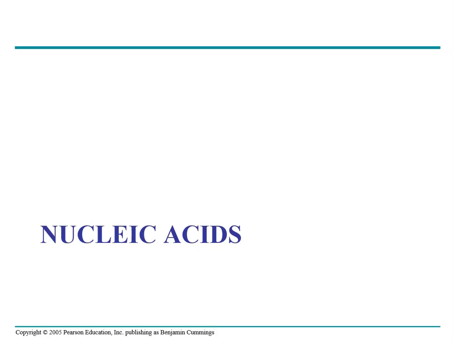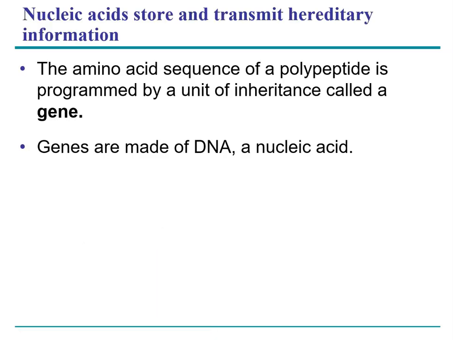Now we're going to look at nucleic acids, another group of large biological molecules that we also know are polymers made of monomers. Let's start with why they're important. Nucleic acids store and transmit hereditary information. Hereditary information is the information that can be passed from parent to offspring, and this can only be done with a type of molecule called DNA.